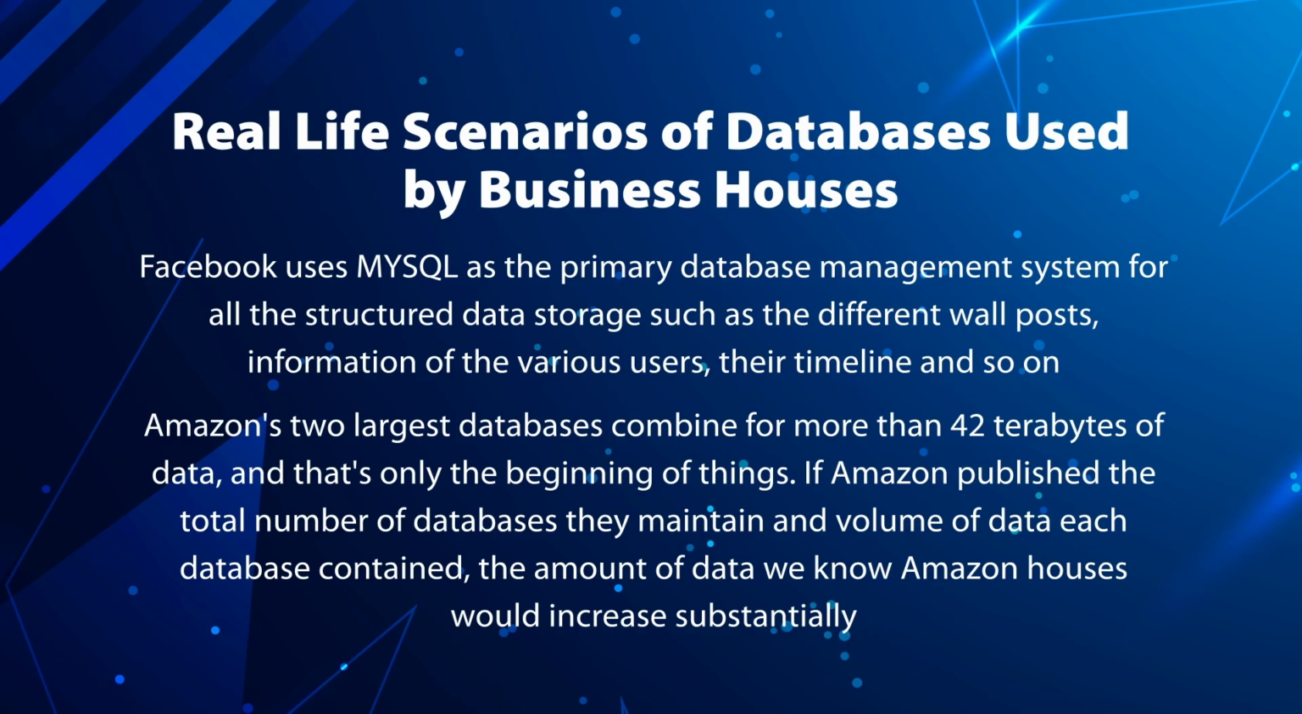So with these two largest databases combined, what we observed is that Amazon published the total number of databases they maintain and the volume of data each database contains. The amount of data Amazon houses would increase substantially. So what does it mean? It means that the assets of these companies are the management of the data, and the huge amount of data which is coming every day. There's a huge number of inflows, and a huge number of outflows, and there must be certain synchronization between inflow and outflow.